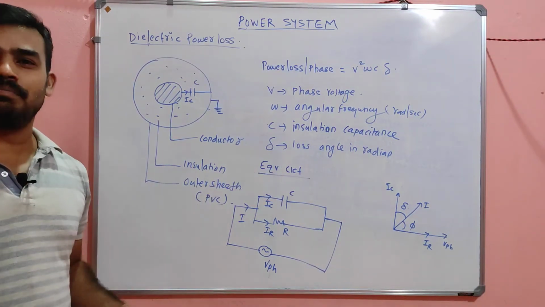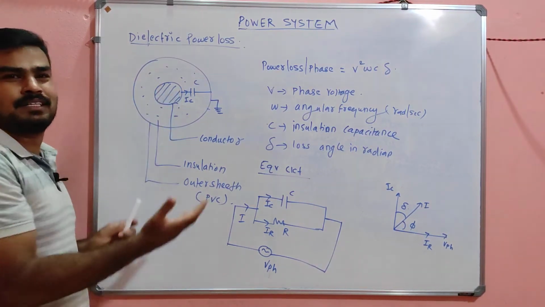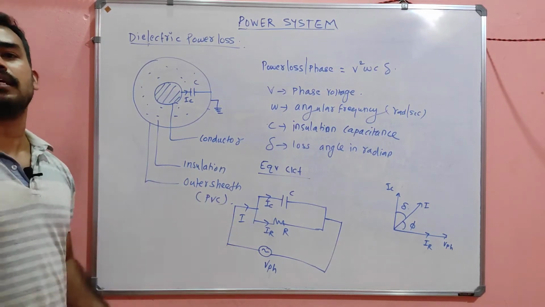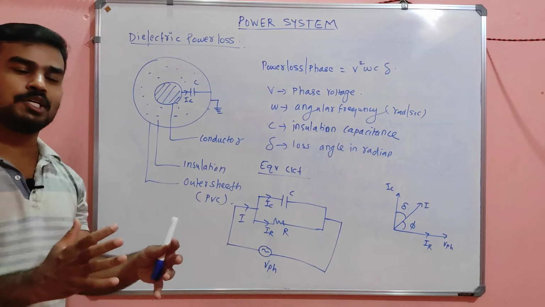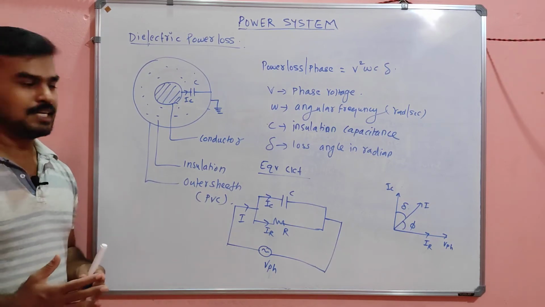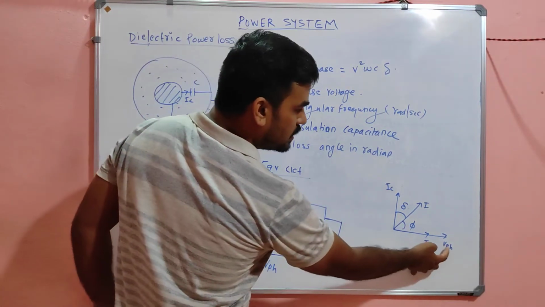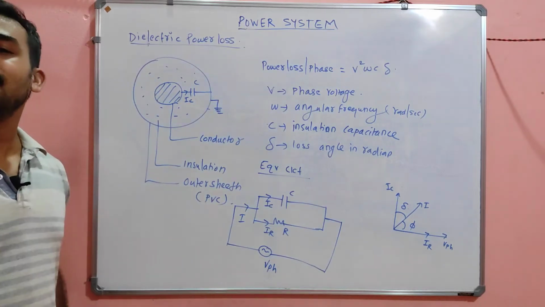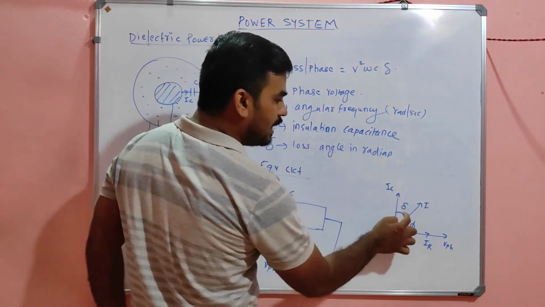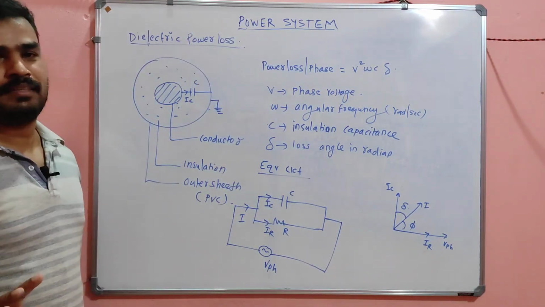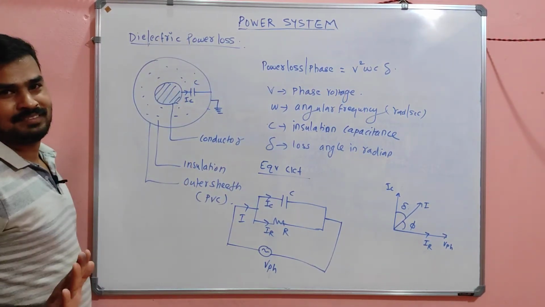So we consider it as a pure capacitive circuit, right? Because it's almost a very good insulator we are using, so we can consider it similar to an ideal capacitor. That's why the current is leading the voltage V phase by an angle of 90 degrees. The angle between I and IC is called the delta. That only you have to note.